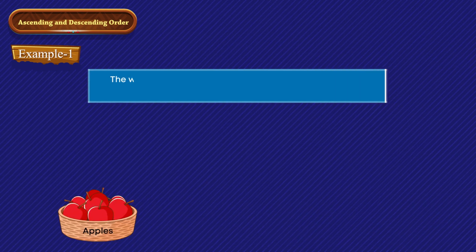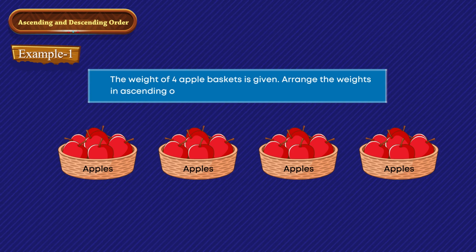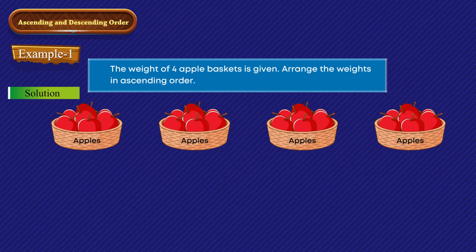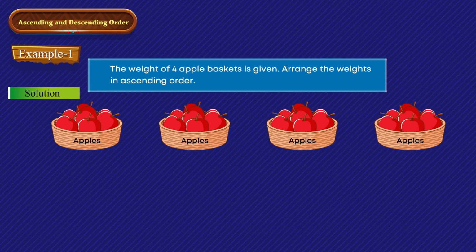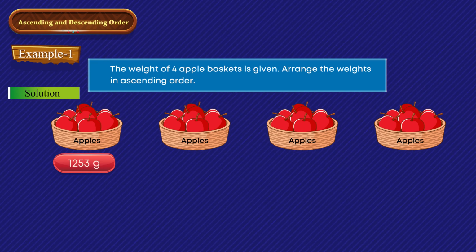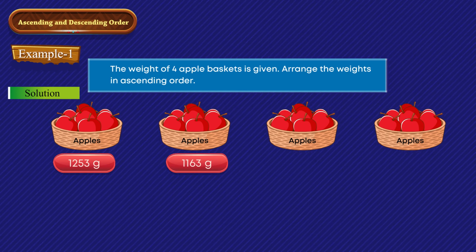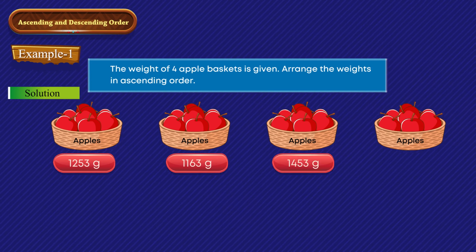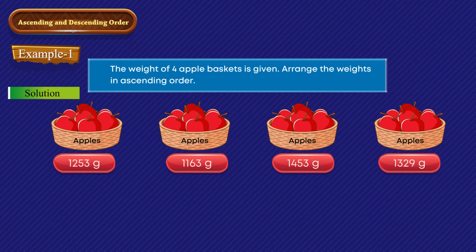Example 1. The weight of 4 apple baskets is given. Arrange the weights in ascending order. Solution. By comparing the weights. Ascending order. 1163 grams. 1253 grams. 1329 grams. 1450 grams.